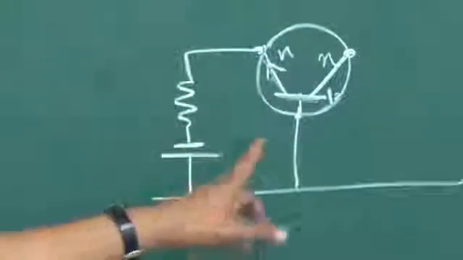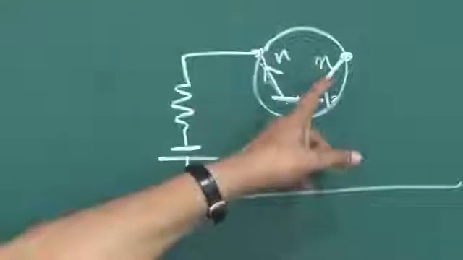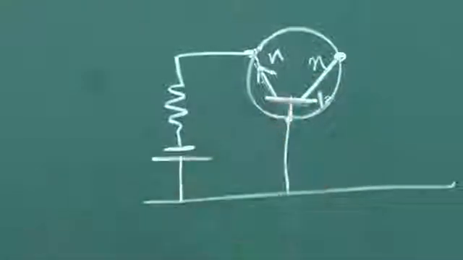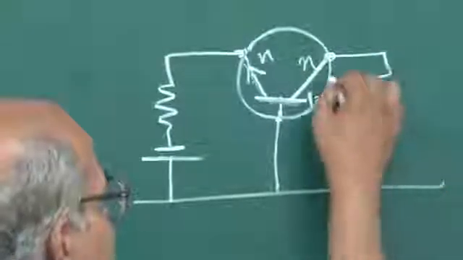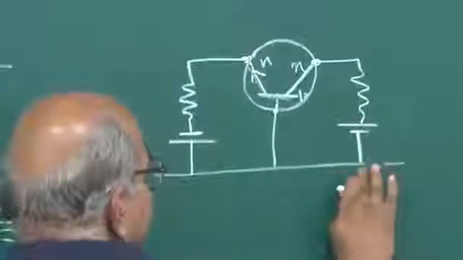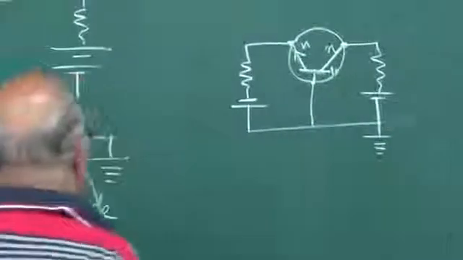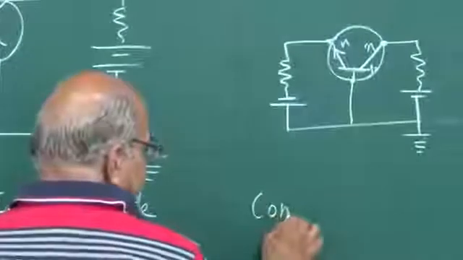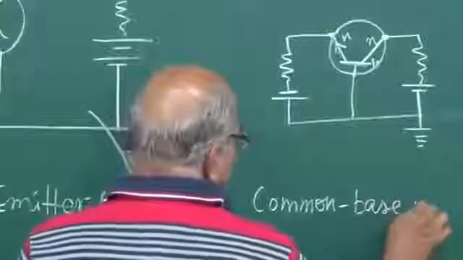On the other side, this base collector should be reverse biased, and this is N. So this N should be at a higher voltage as compared to this, and so if you put a resistance here and a battery here, this should be positive here and negative here. Okay, you can call it ground, and so on. So this is common base mode.